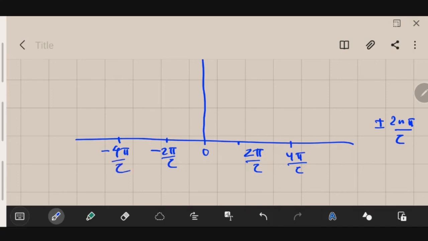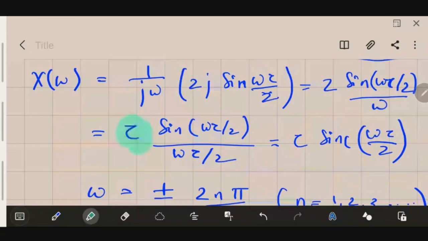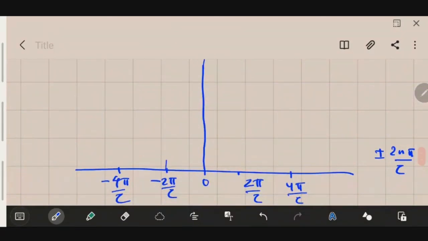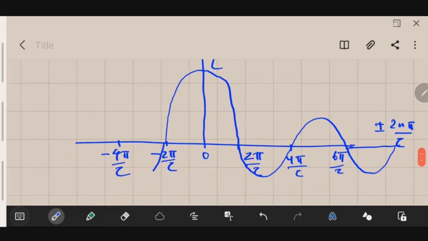In this way it goes on, and we have already seen that there is a tau outside. That means the amplitude of this sinc function is tau. So let me draw it. This sinc function will look like this. This is your tau, and then it will be like this. This will be 6 pi by tau, and it will also go to this side.